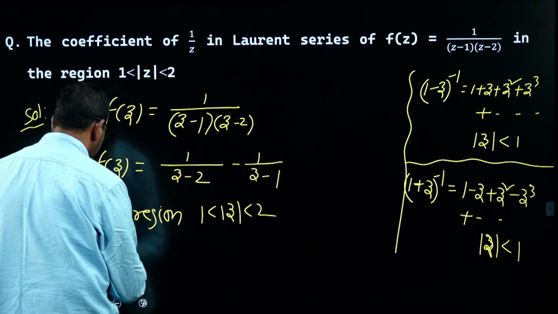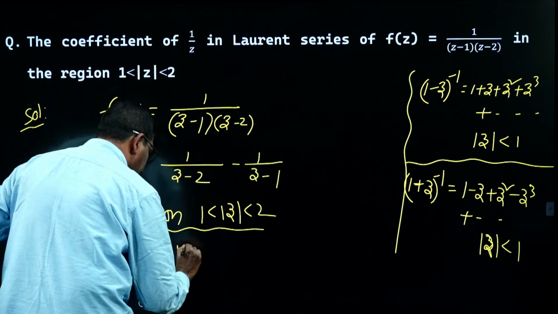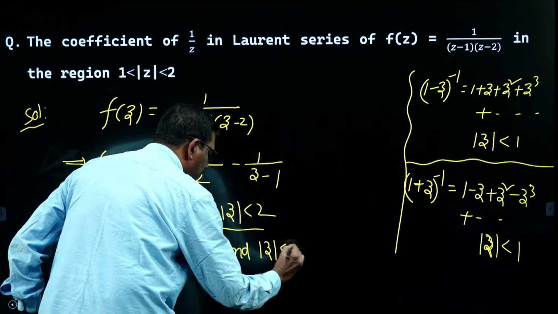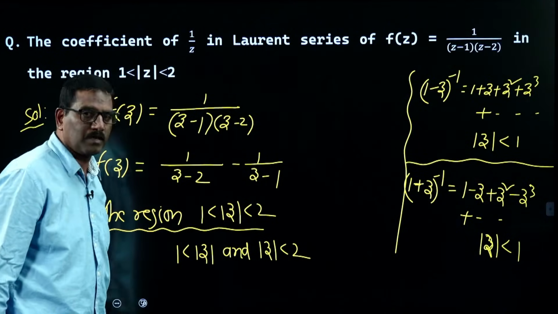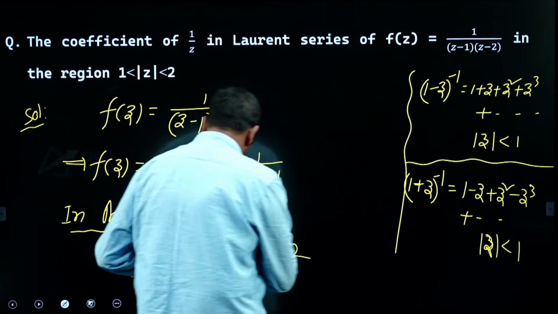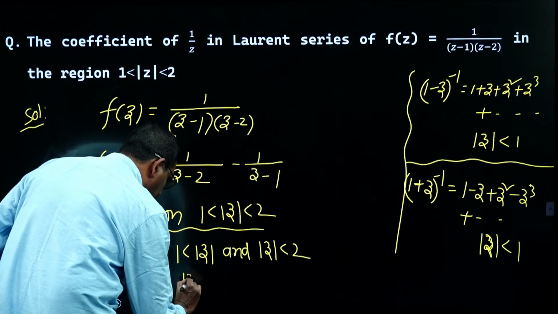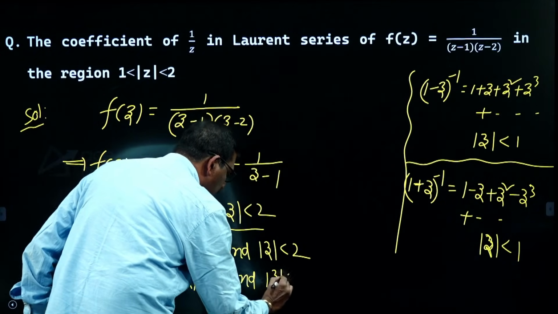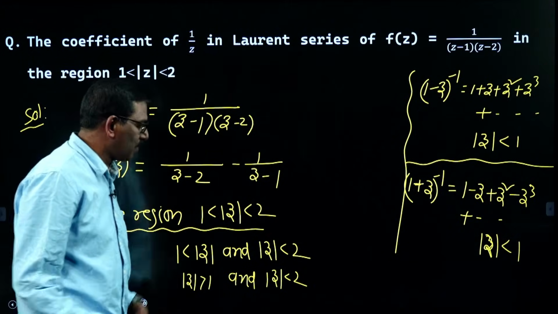What is the exact meaning? In this region only I have to expand. Here 1 is less than mod z and mod z is less than 2. For both of them the center is 0. Mod z less than 2, what is the diagrammatic view? First, 1 less than mod z means mod z greater than 1, or not? That is mod z greater than 1 and mod z less than 2, meaning all values of z with center 0.